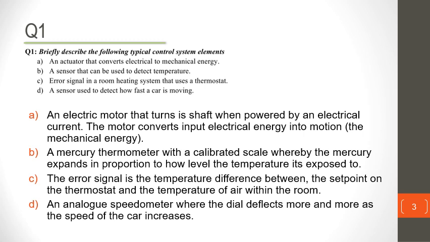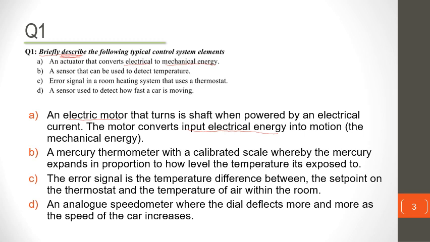So here, because the question says briefly describe, you have to be careful to make a description. And in your description, obviously, you have to explain how it converts, what type of electrical energy it takes in, and then what type of mechanical energy it produces. So you see here we say an electric motor. That's first we state the answer, and then we say it turns its shaft when powered by an electrical current. So the motor converts the input electrical energy in the form of current into motion, which is the mechanical energy. So that's what you need to take note of.